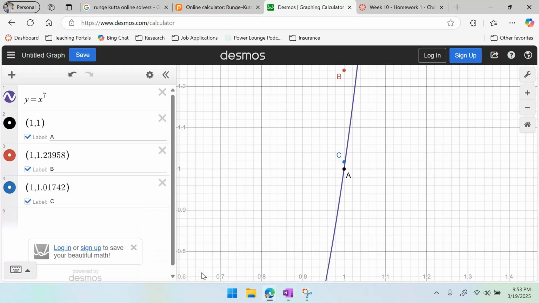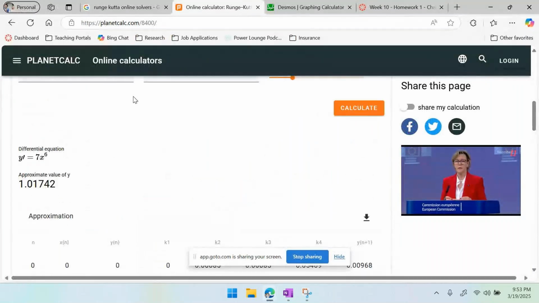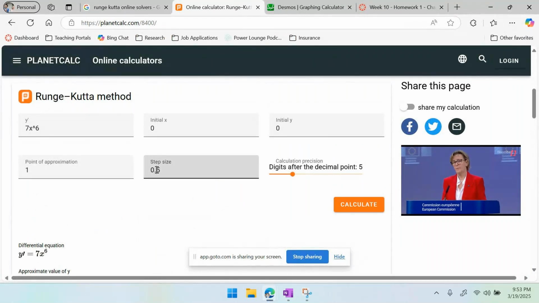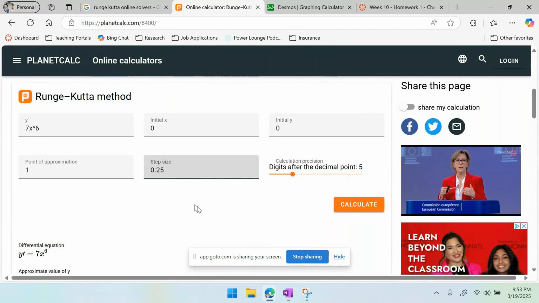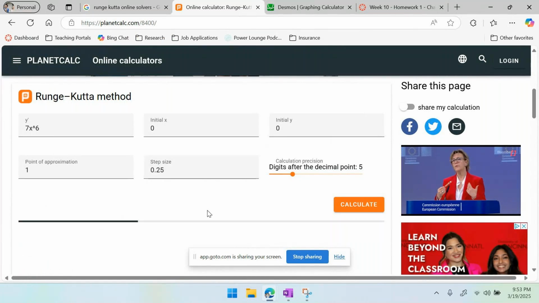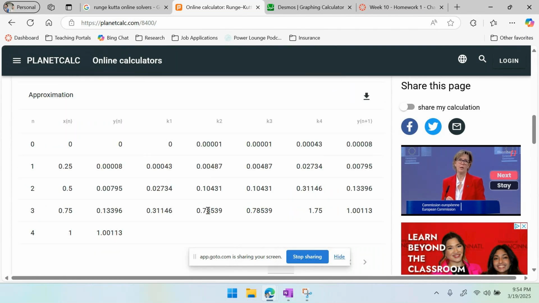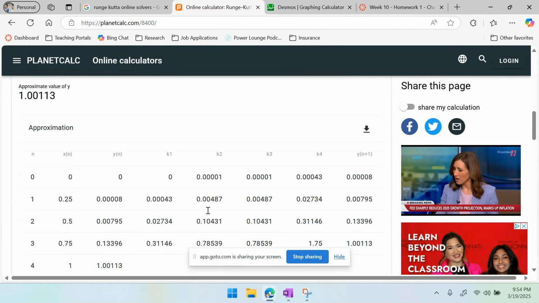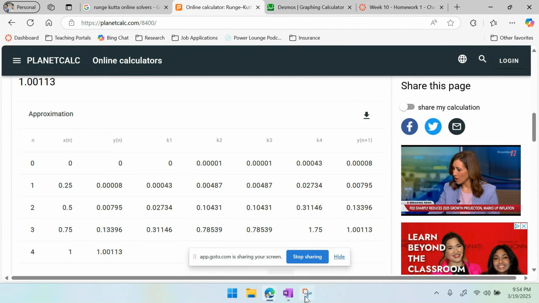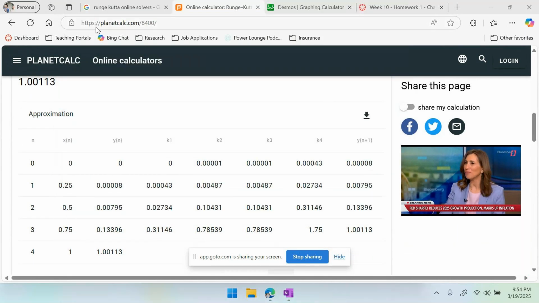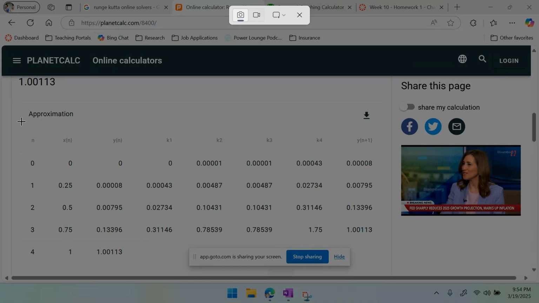Let's see about that. 0.25. Give me a second. Okay, so that is 1.0013. Let's take this one.